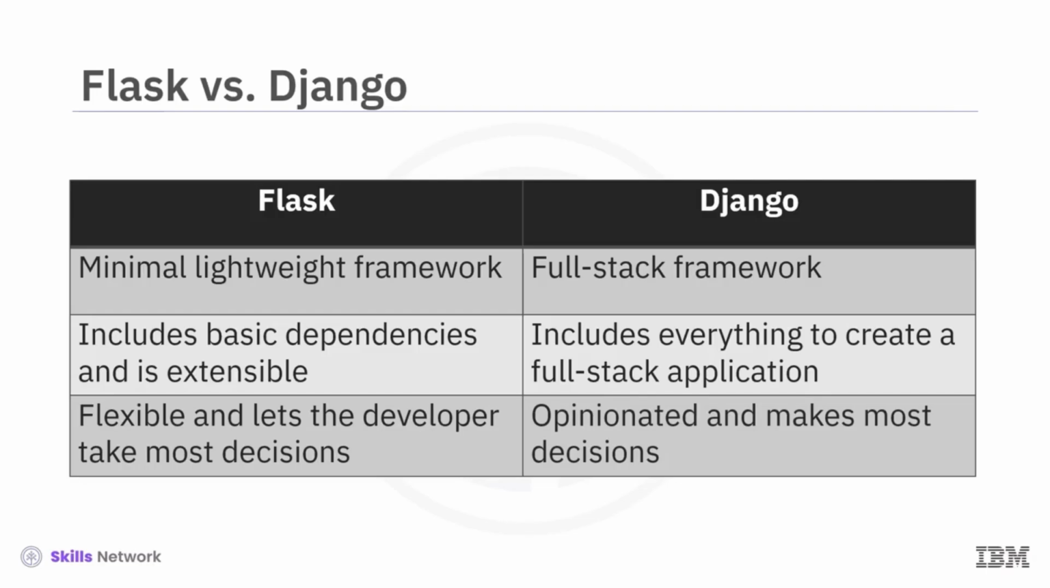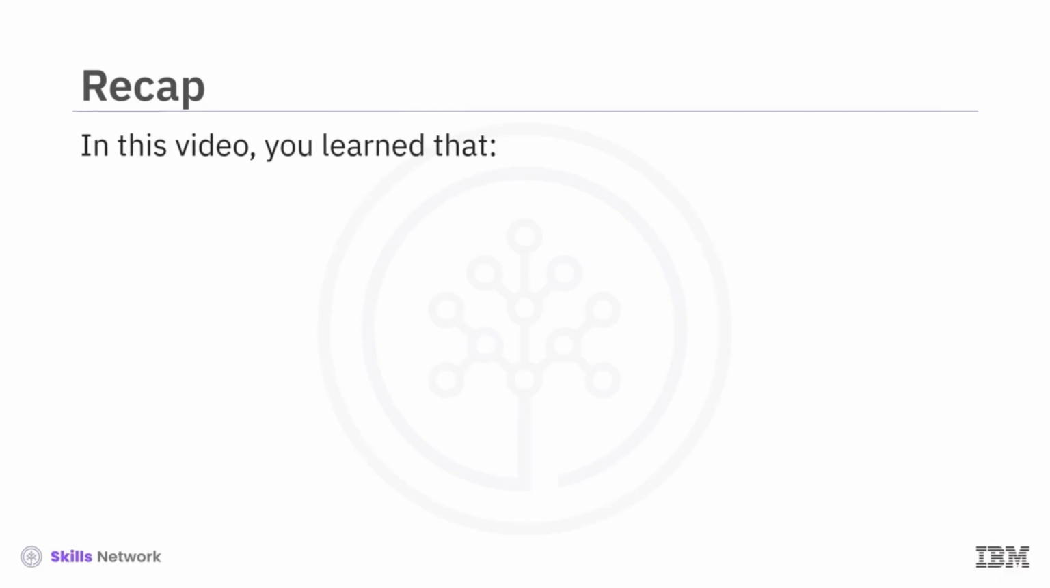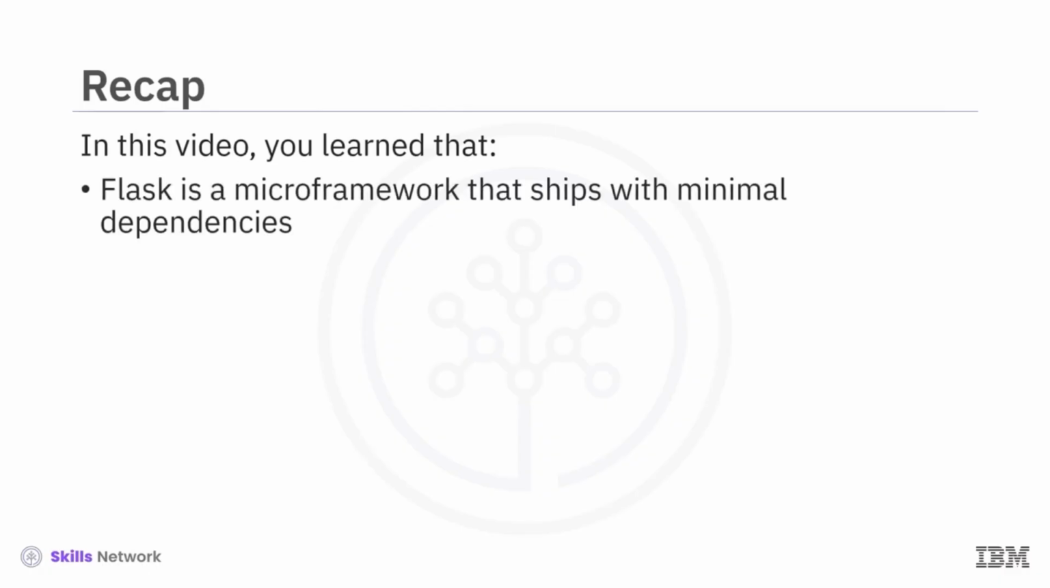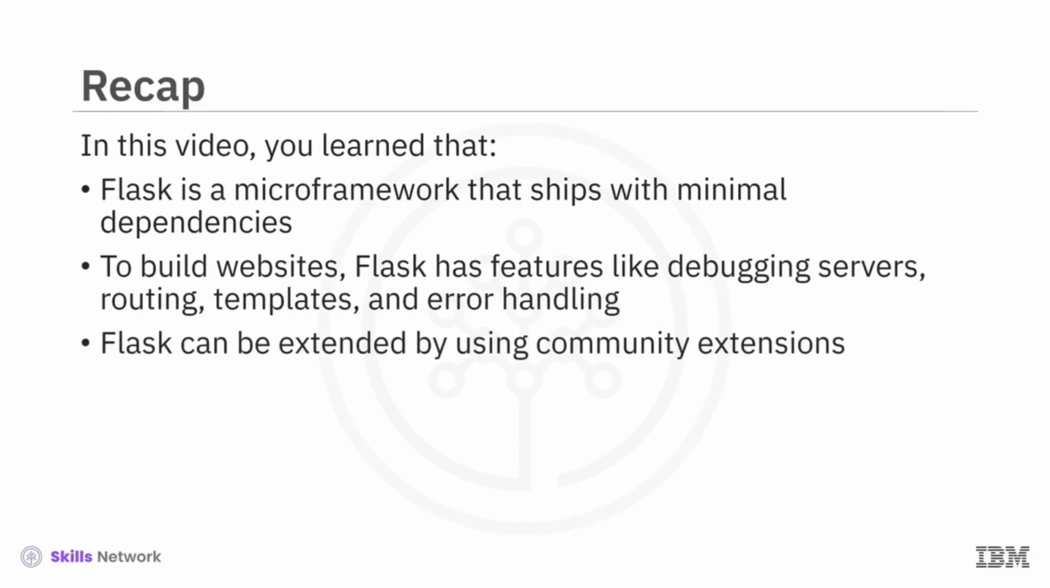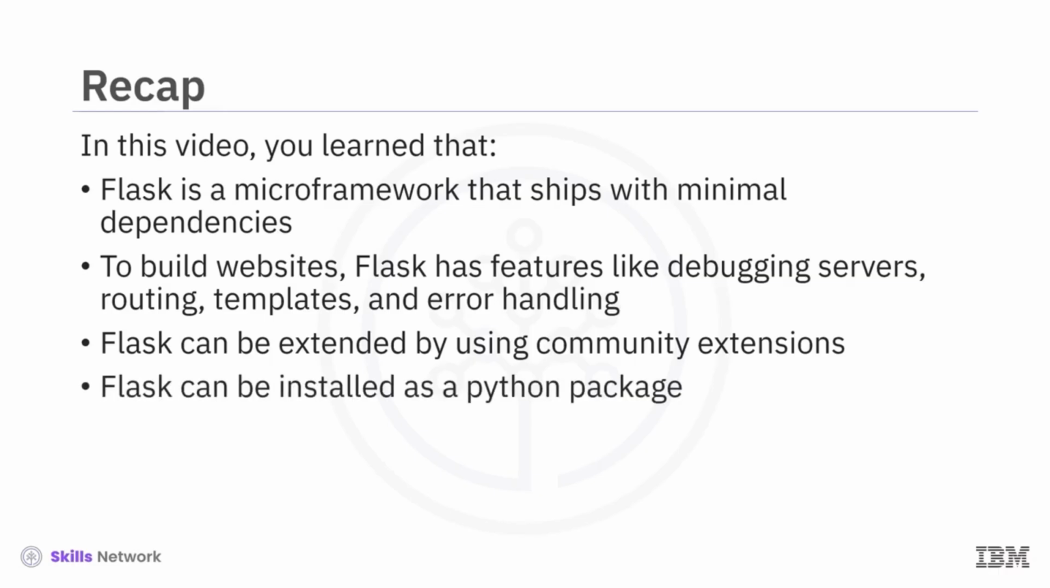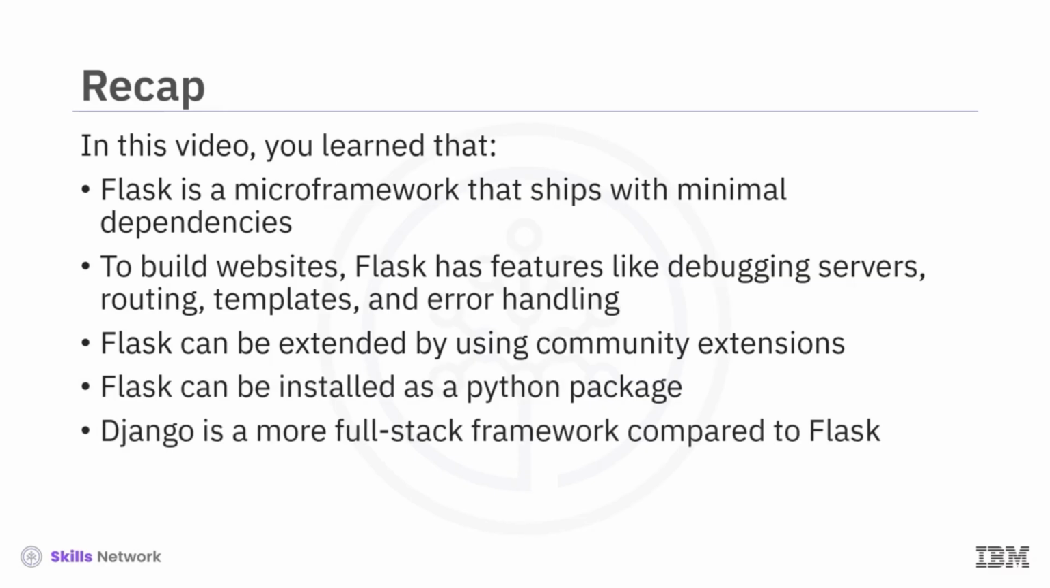In this video, you learned that Flask is a micro-framework that ships with minimal dependencies. To build websites, Flask has features like debugging servers, routing, templates, and error handling. Flask can be extended by using community extensions. Flask can be installed as a Python package. And Django is a full-stack framework compared to Flask.